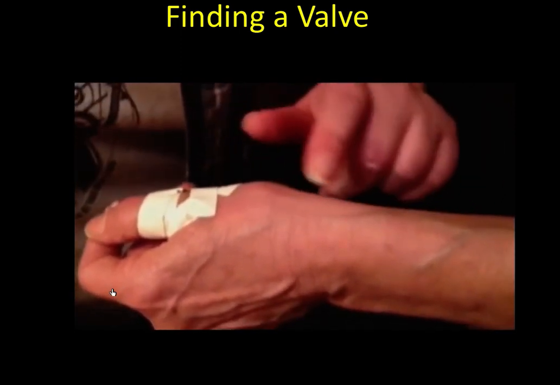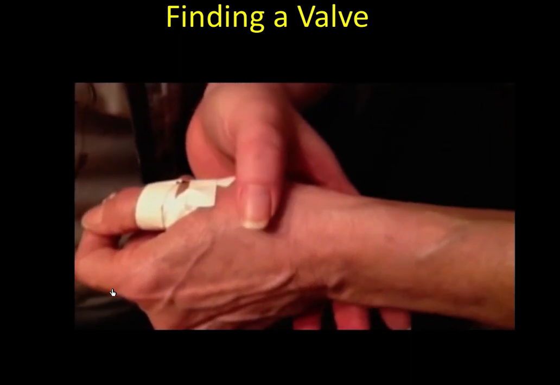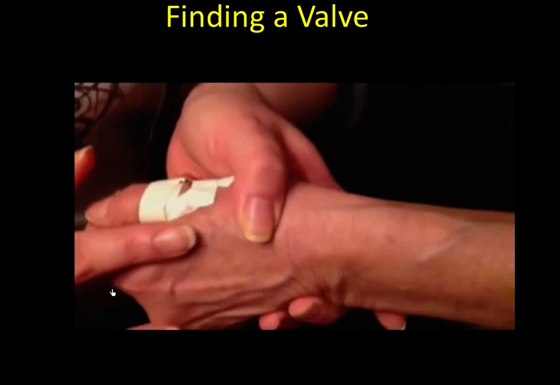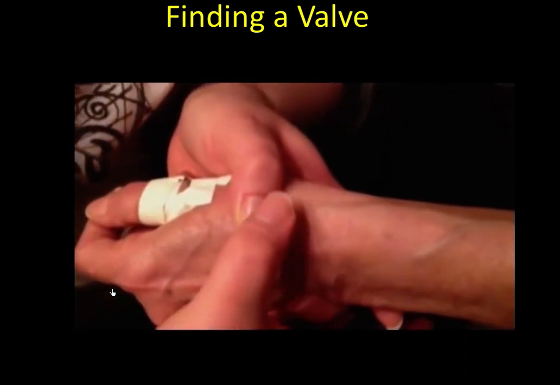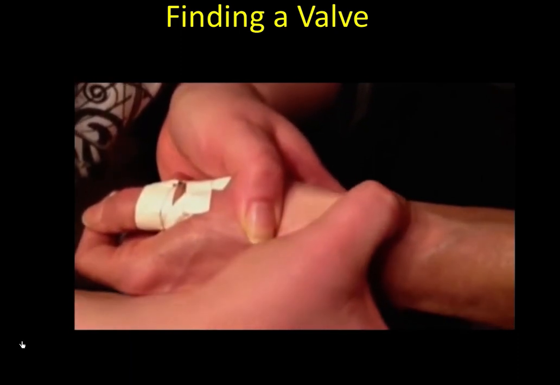First of all, find a vein that you're thinking of doing an IV in. And what you're going to do is you're going to occlude the vein distally. This prevents any flowing of blood into the vein to head back to the heart. Once it's occluded, take your other finger and just push that blood out of the vein.